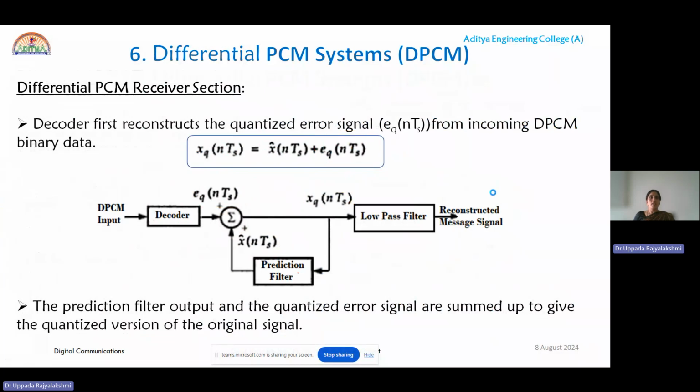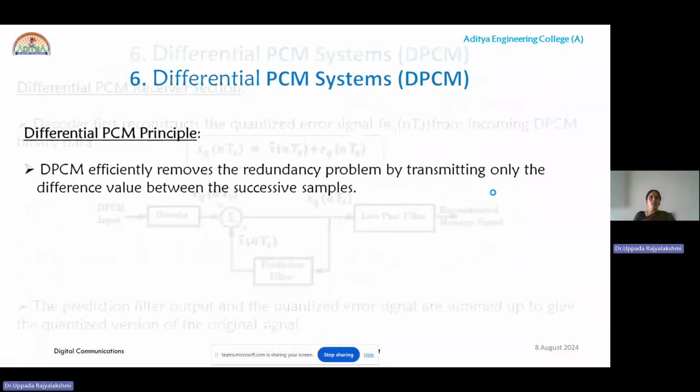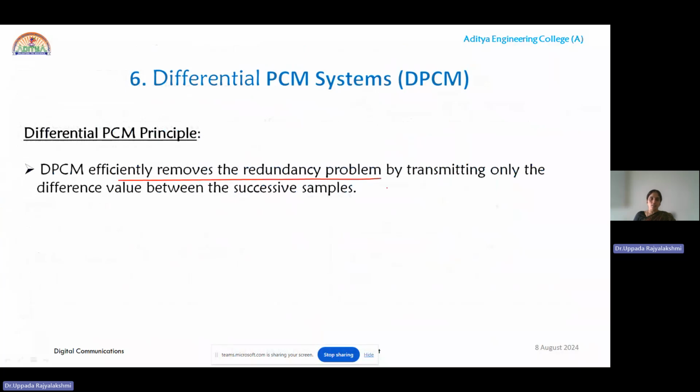With this you can conclude that the DPCM system efficiently removes the redundant components, redundant samples or redundant bits by transmitting only the difference between successive samples. The main difference between DPCM and PCM is that the redundancy problem in PCM can be eliminated by using differential PCM, and the quantization error is also somewhat reduced by using the prediction filter in the feedback section.